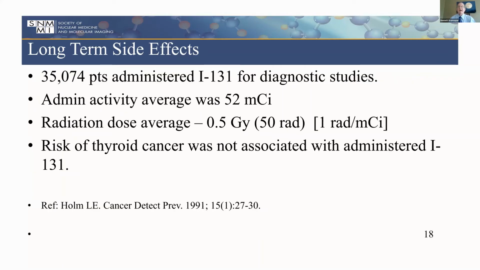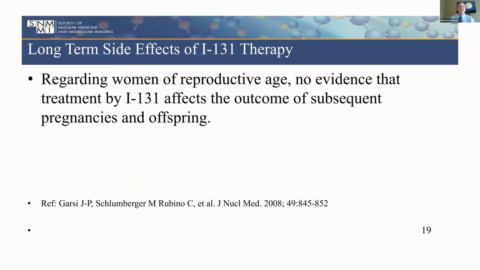In the study by Holm, 35,000 patients were administered I-131 for diagnostic studies. Administered activity on average was 52 millicuries. Radiation doses about 0.5 gray or 50 rad, about 1 rad per millicurie, which is what we expect from I-131. The risk of thyroid cancer was not associated with administered I-131. Regarding women of reproductive age, no evidence that treatment by I-131 affects the outcome of subsequent pregnancies and offspring.